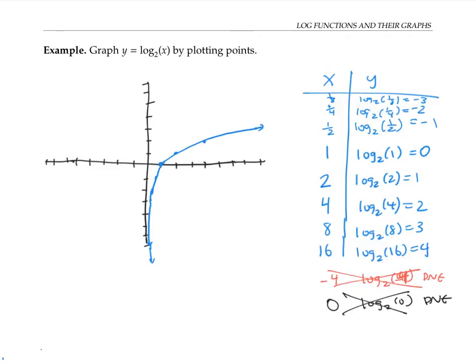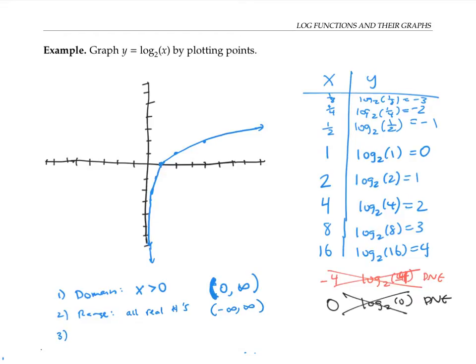I want to observe some key features of this graph. First of all, the domain is x values greater than 0. In interval notation, I can write that as a round bracket, because I don't want to include 0, to infinity. The range is going to be the y values. Well, they go all the way down into the far reach of the negative numbers, and the graph gradually increases, y values getting bigger and bigger. So the range is actually all real numbers, or in interval notation, negative infinity to infinity.